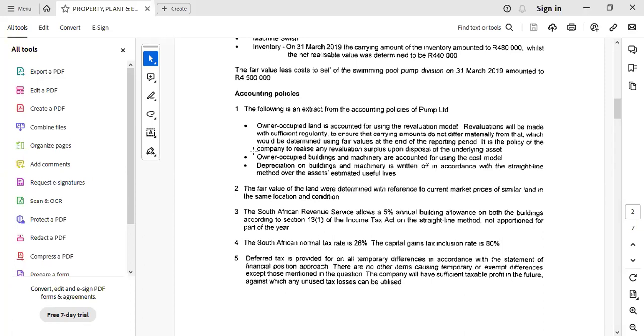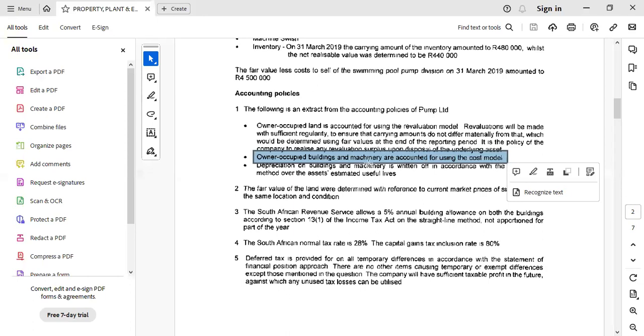Right. Owner-occupied buildings and machinery are accounted for using the cost model. When we use the cost model, it means when we buy the asset, we record it at cost. This one I will not write anything on the notes because we did it in the previous class. So that means the day we buy the asset, we record it at its cost price. Then subsequently, we record it at cost minus accumulated depreciation. So periodically, we'll be depreciating the asset. That's the cost model. So the cost model is the one that provides for depreciation.